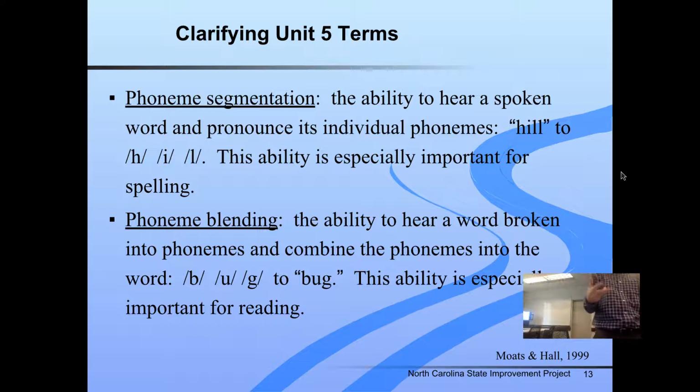Phoneme segmentation is the ability to stretch out the word. So hill would be, how many letters are in the word hill? Four. Oh, sorry, it's okay. How many consonants in the word hill? Three. And then how many phonemes? Not how many consonants, I messed that up.